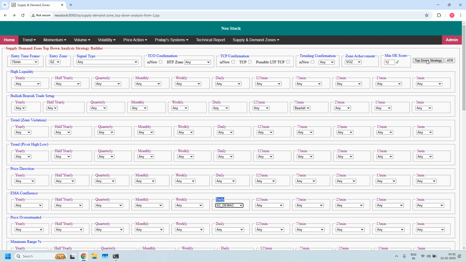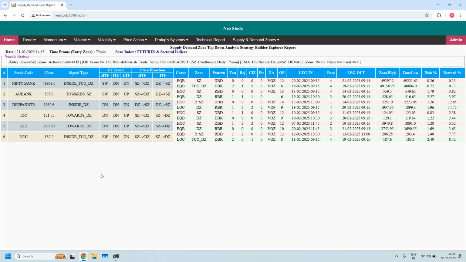And with this filter, we got 6 stocks. So these 6 75-minute supply zones are having even higher probability to get the success. This is based on LTF, ITF zone confluence, and also ITF supply zone with EMA confluence.